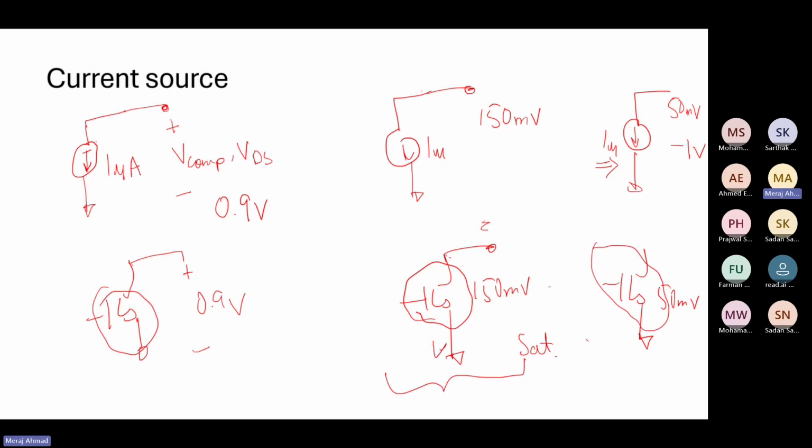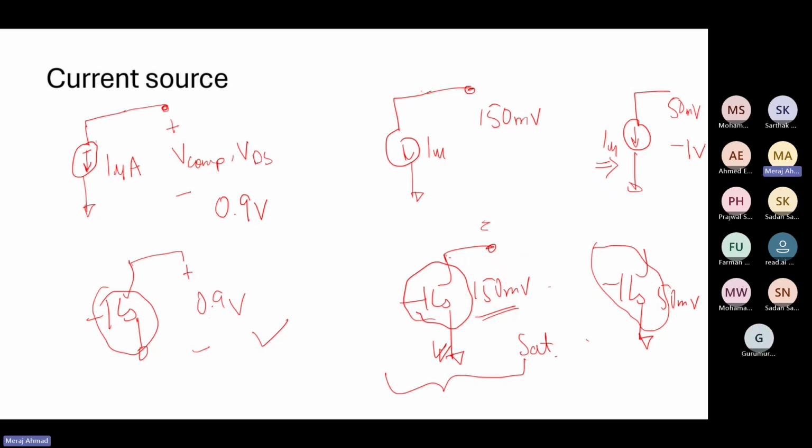So if this current source works, which has 150 millivolt VDS, will this work as well? Any comment? Yes, sir, it should work. If VDS is greater, then it should work. Greater than 150 millivolt. Yeah. If this 150 millivolt current source is working, and you change this drain a bit higher, it will also work. So what that means is we should design our current source for minimum VDS.